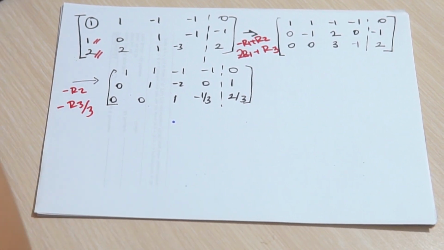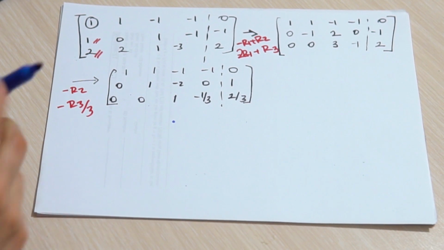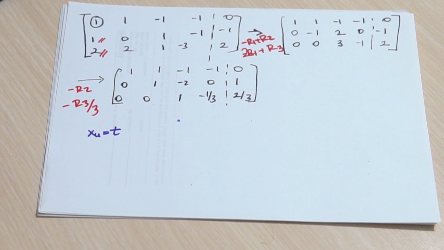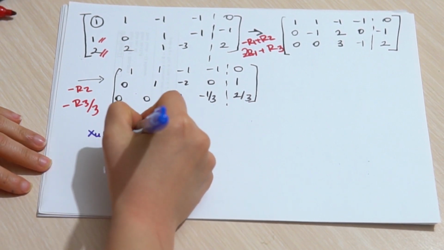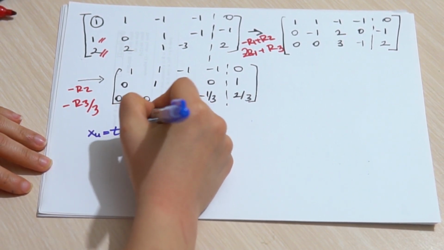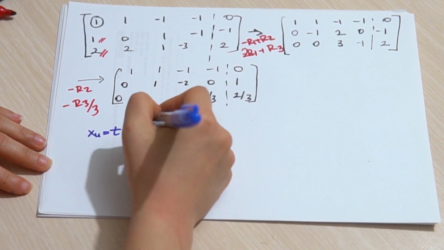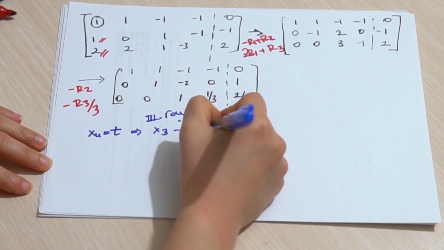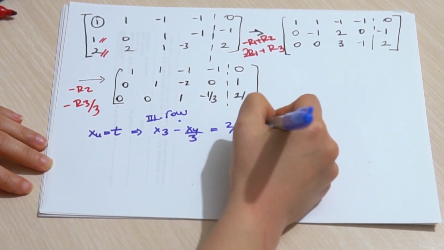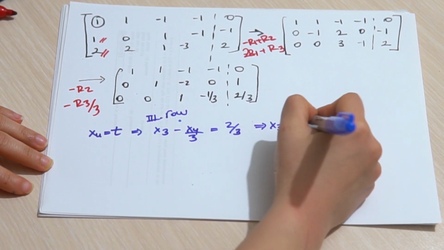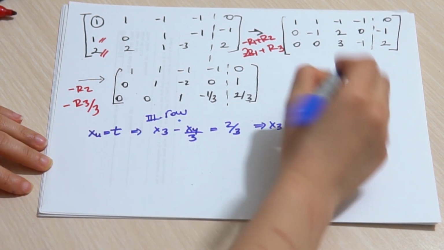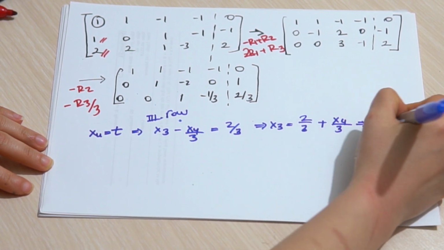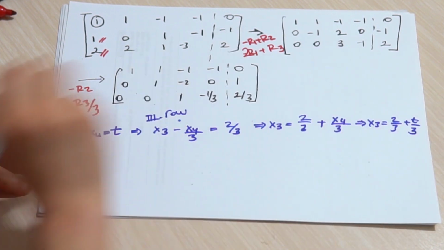Let's say x4 is equal to t. Then from the third row, we have that x3 minus x4 over 3 is equal to 2 over 3. So x3 will be equal to 2 over 3 plus x4 over 3. So x3 is equal to 2 over 3 plus t over 3.